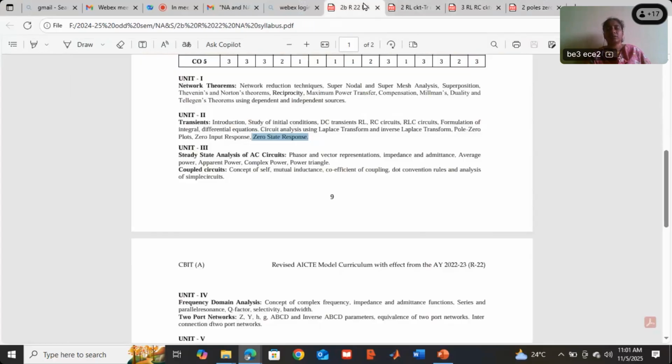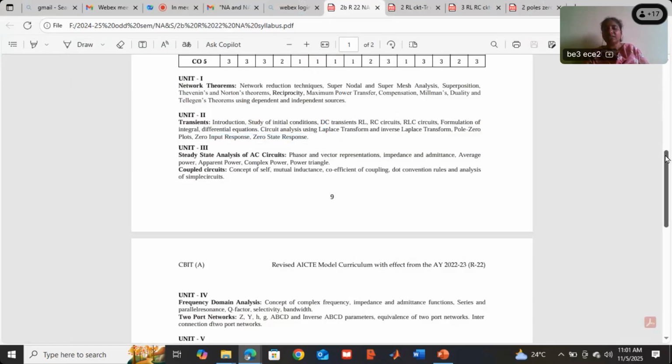With this you cover at least 30 to 35% of the second unit questions. DC transients also I will teach very easily next time when we sit for the discussion. Now I have completed RL, RC circuits and the pole-zero diagram. Zero input and zero state response is nothing but the same output equation that we are getting. If possible, I will also put one or two problems in the PPT for zero input and zero state response. This is about some portion of the second unit.